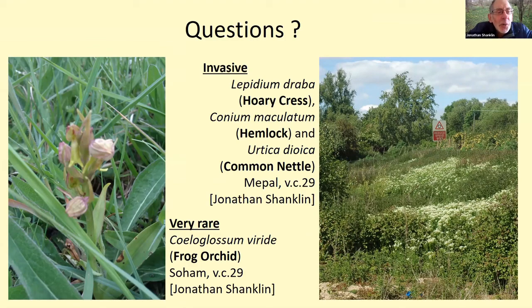But just to finish with, here's one of the rarest species in Cambridgeshire, along with some of the invasive species. One of our particular banes at the moment is Lepidium draba, hoary cress, which is just coming into leaf and will soon be flowering, and that's spreading on many road verges. And then Conium maculatum, hemlock, and even the common nettle are doing very well thanks to eutrophication of verges and the like.